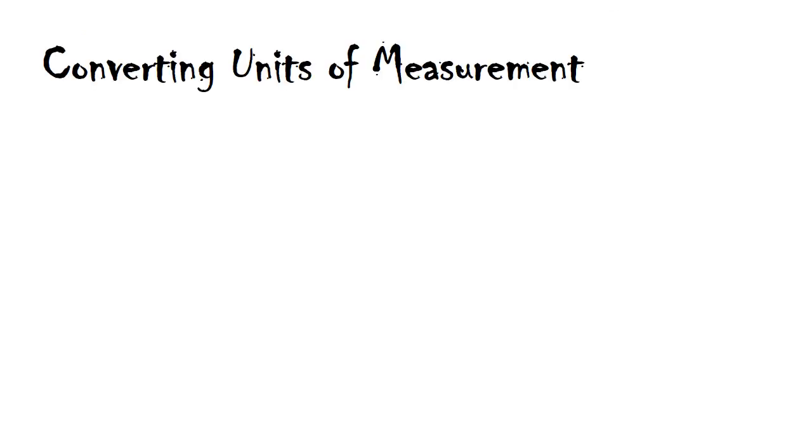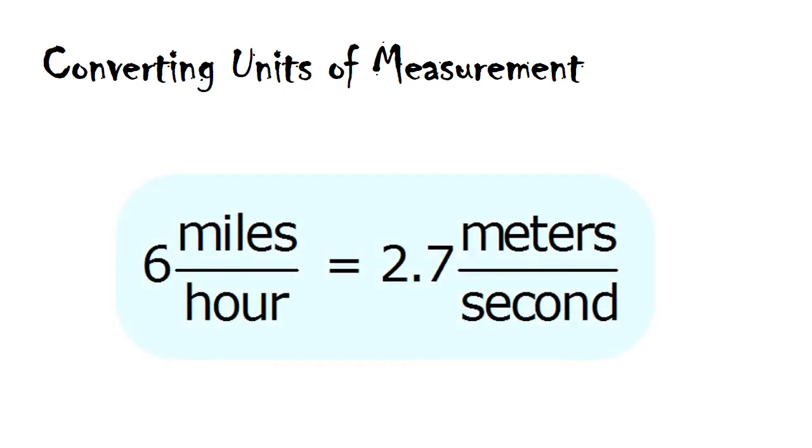Now that I hope you are feeling more comfortable converting within the metric system, of course, I am going to make this a little more difficult because this is where we're going. To be able to convert something like from 6 miles per hour to 2.7 meters per second. And I know you're going, what? Don't worry, don't worry. We'll get there. That's coming in your next video.